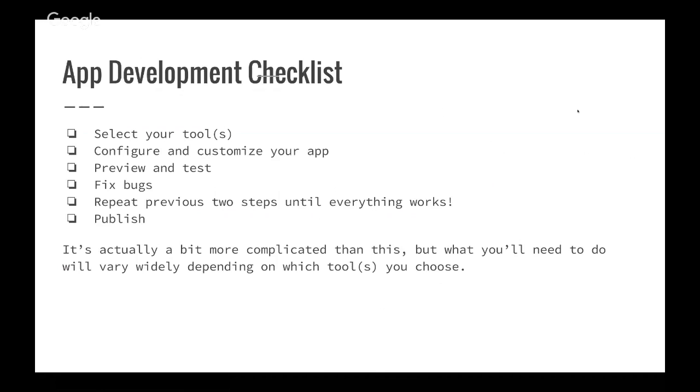So you do have to go back, preview and test, fix a bug. And then you find more bugs. After you preview and test again, you fix those bugs, and then you go back and preview and test again and fix more bugs until you've squished all the bugs that you can find. You've had lots of user testing. Once that's done, you're actually ready to publish.